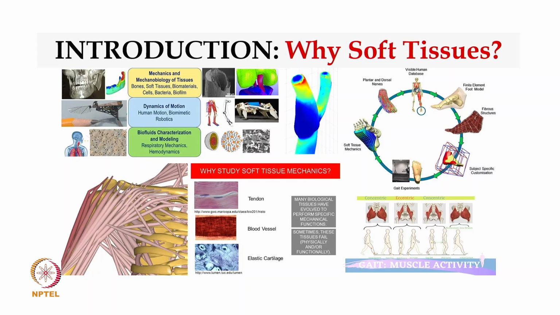If I don't have the right neuronal setting, what happens in a paralysis, right? You're not able to activate your muscles to raise your arm, right? So soft tissues are involved in all these aspects. Another reason why you want to study soft tissue mechanics is tendons, blood vessels, elastic cartilages. Whether you are a person who is taking blood from somebody's arm to do a regular blood test, you also need to understand the soft tissue.